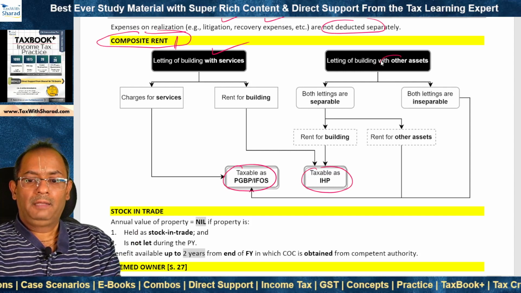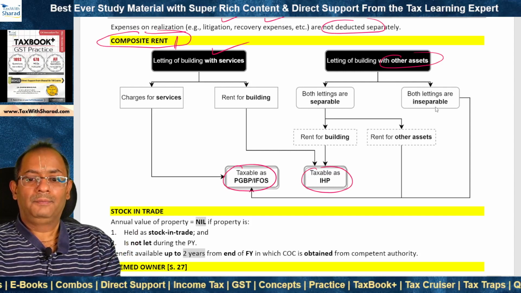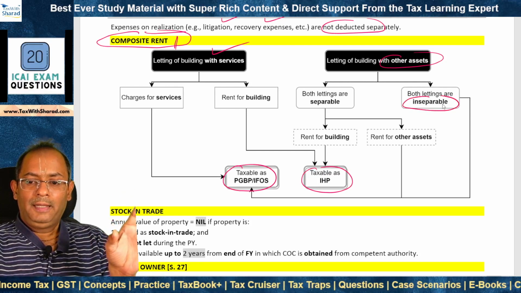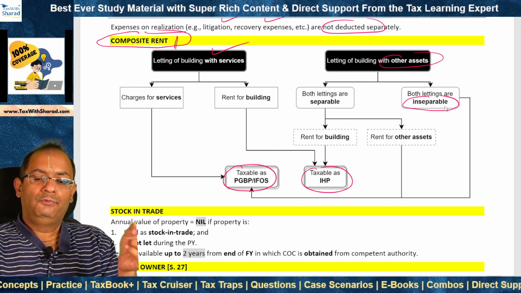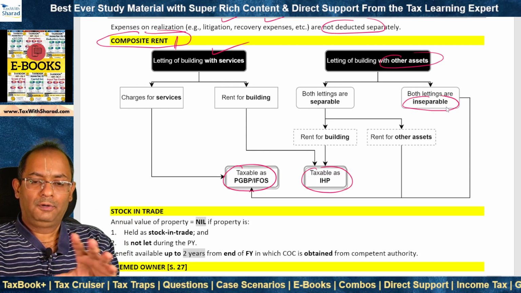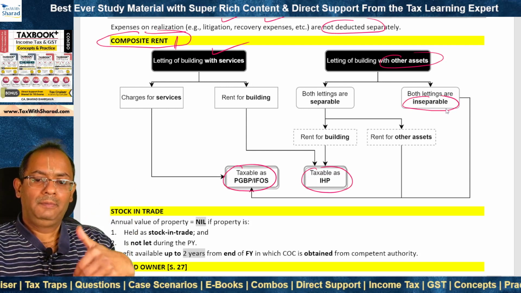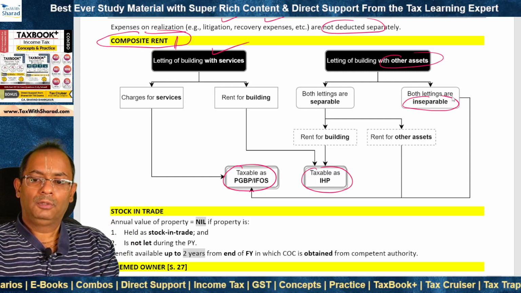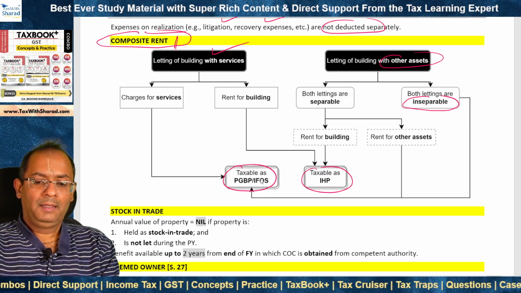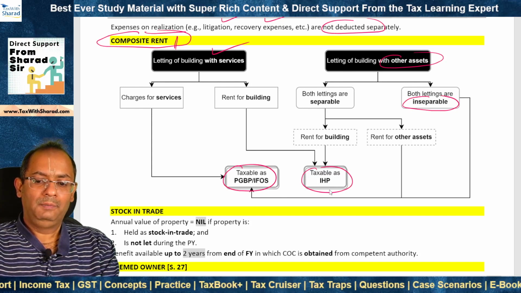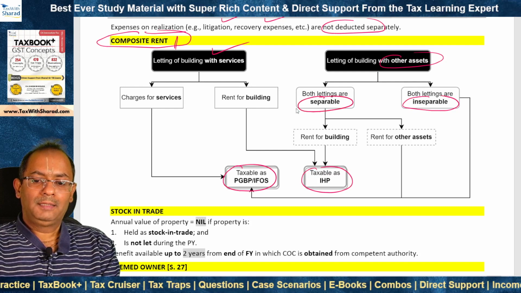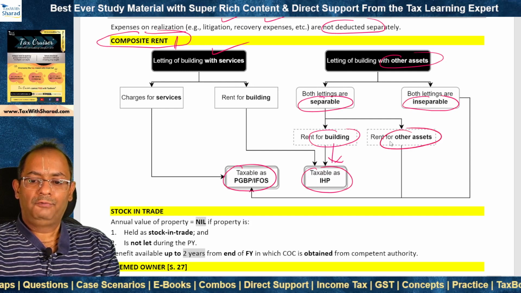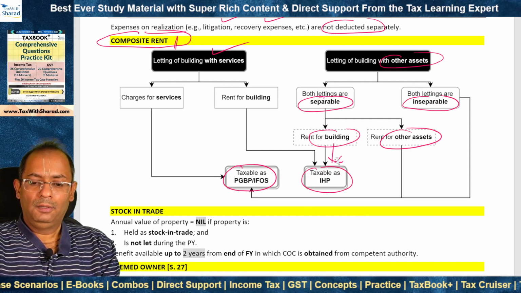Where there is letting of building with other assets, plant, machinery or furniture, then we need to see whether both the lettings are separable or inseparable. Both the lettings are inseparable where the letting of one is not acceptable without the other. For example, an auditorium is not acceptable without the furniture or air conditioning equipment. So where both lettings are inseparable, then the entire rent is taxable as PGBP or IFOS as the case may be. It need not be split. But where both the lettings are separable, then we need to split the rent. Rent for the building will be taxable as IHP and rent for the other assets will be taxable as PGBP or IFOS.